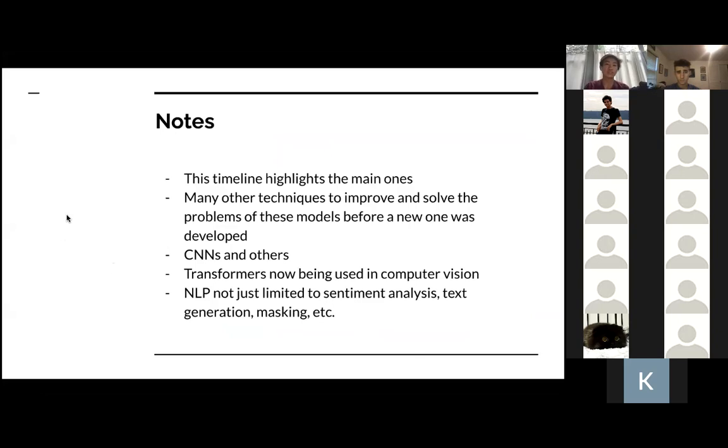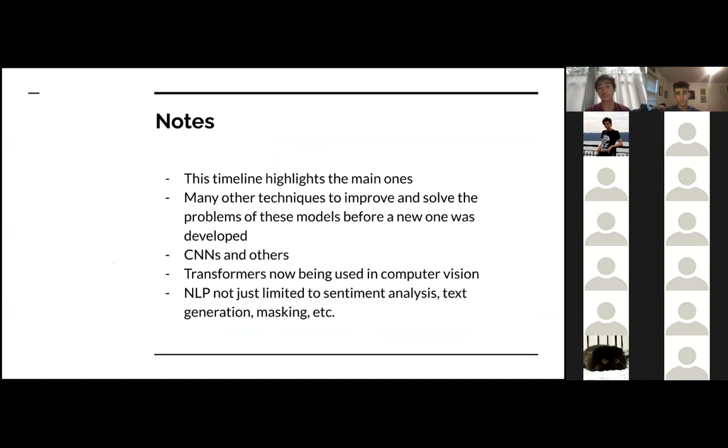Other notes. This timeline only shows the main ones. There are many other neural networks with many other variations and small tunings. And there are many other techniques to improve and solve the problems of the models before a new one was developed. For example, with text generation, there was a GitHub patch for GPT-2, which is now open source, to introduce something called nucleus sampling. And that essentially helped it. I can show you a fun image from there.